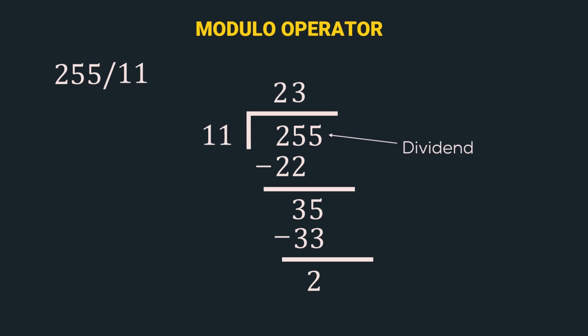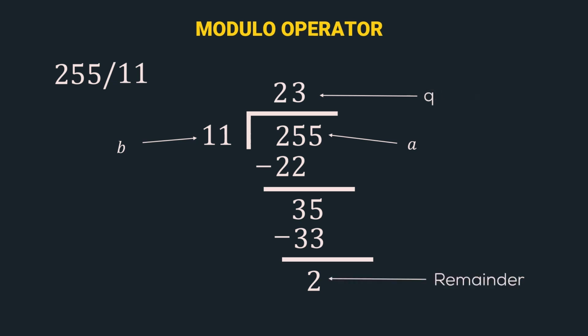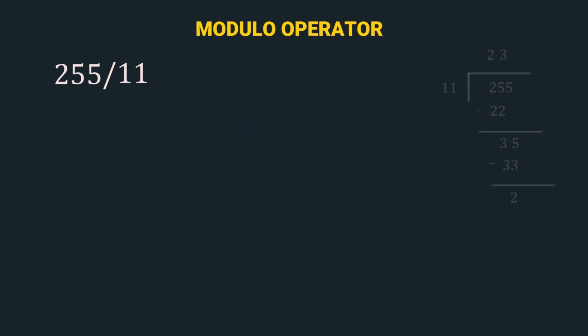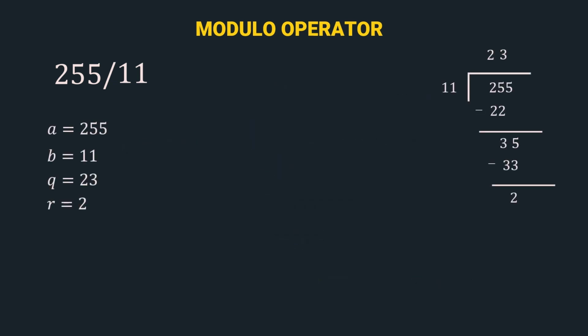Here 255 is called the dividend. Let's denote it by the letter A. 11 is called the divisor. Let's denote it by the letter B. 23 is the quotient, which is represented by the letter Q, and 2 is the remainder, which is represented by the letter R. Let's move the calculation to the side. So we have A is 255, B is 11, Q is 23, and R is 2. So we can see that in division operation, we get 4 values.